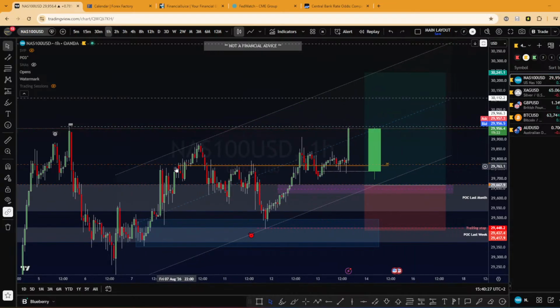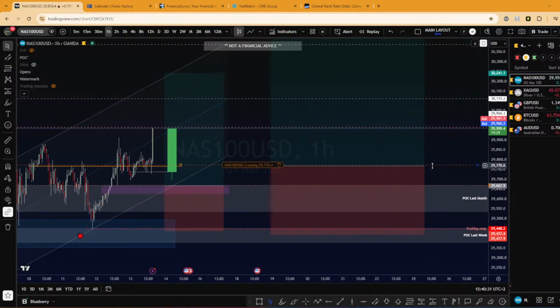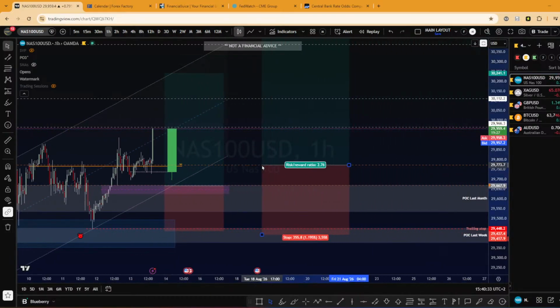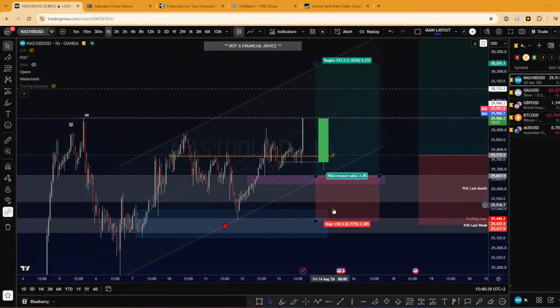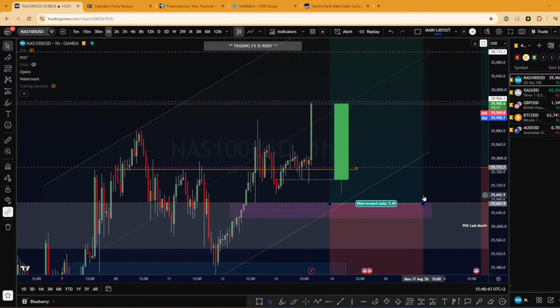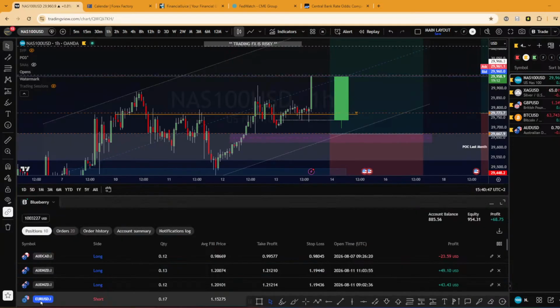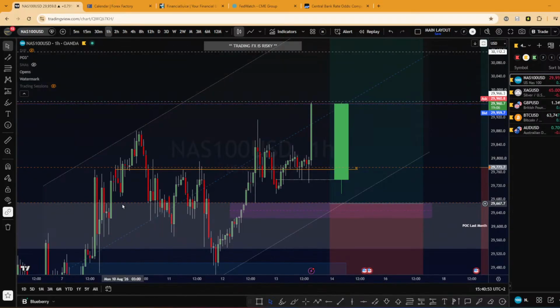So yeah, very interesting Nasdaq. So this is a swing position. This could be a day trade position on Nasdaq. Let me see. Yeah, very good at the moment.